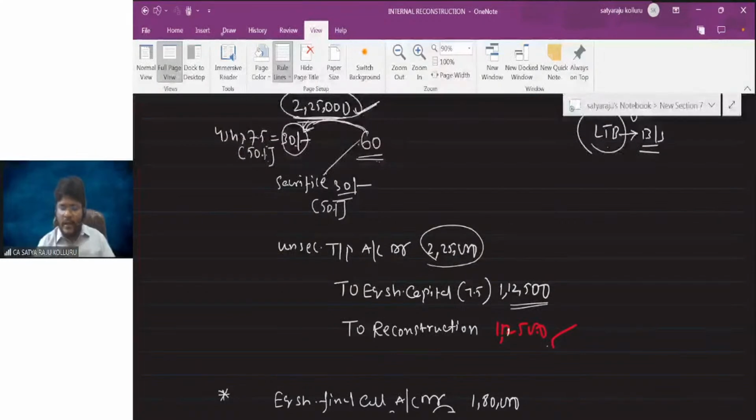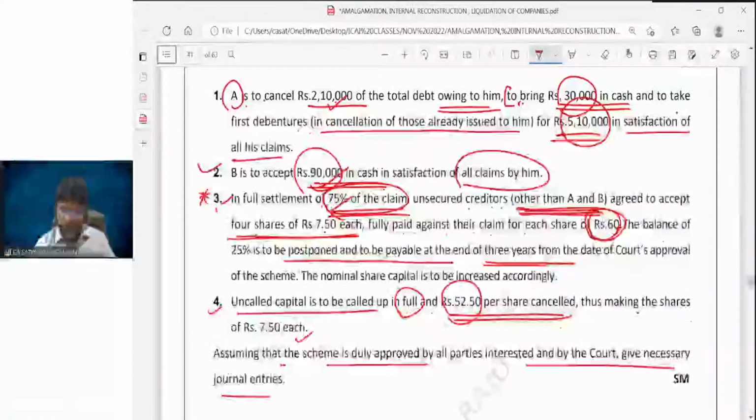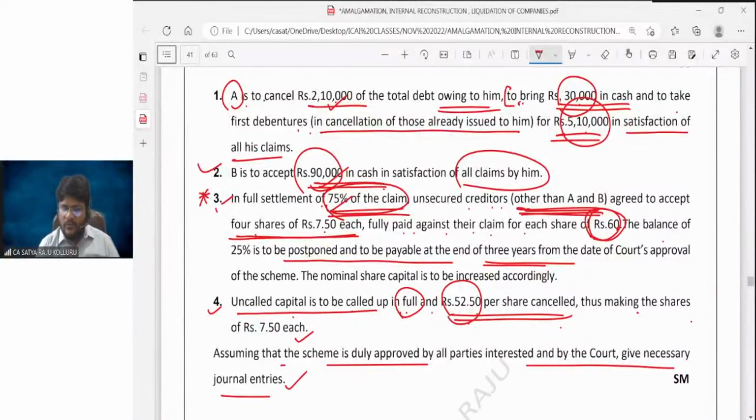Is it okay? Some of the persons actually asked that doubt, and I clarified. So that's it, guys. Actually, in the problem, they are only asked to pass the journal entries. No need to go for the balance sheet.